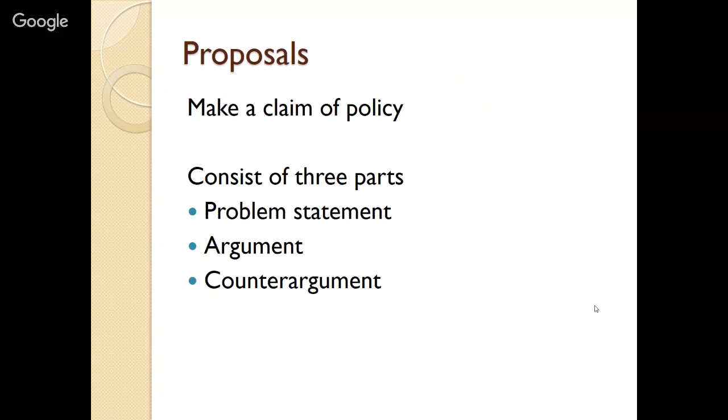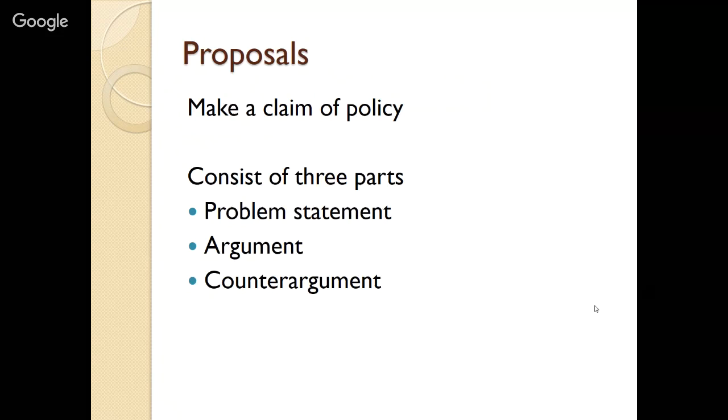And then finally, the claim of policy says that something should happen. So it looks at a situation and finds that the situation is bad or there's some problem with it, and then offers a solution or a way of fixing that problem through an implementation of policy, some sort of plan of action to be taken. So a proposal really combines the other two types of claims.